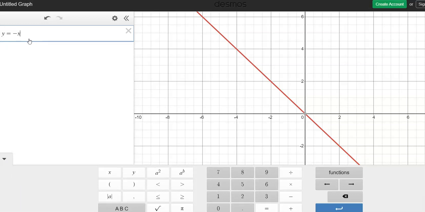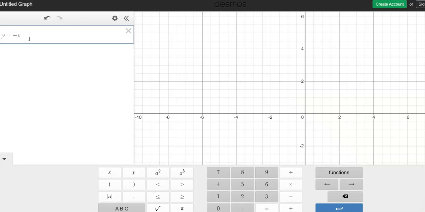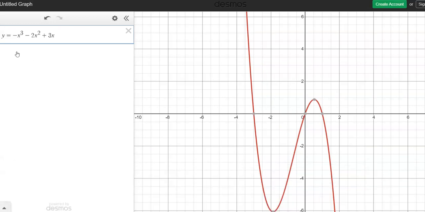Or you can use the caret key, the shift 6 to get the exponent. -x cubed minus 2x, shift 6 squared, or you can do the little square down here, plus a 3x. So there's my graph, but I'm going to hit enter to give me another one.